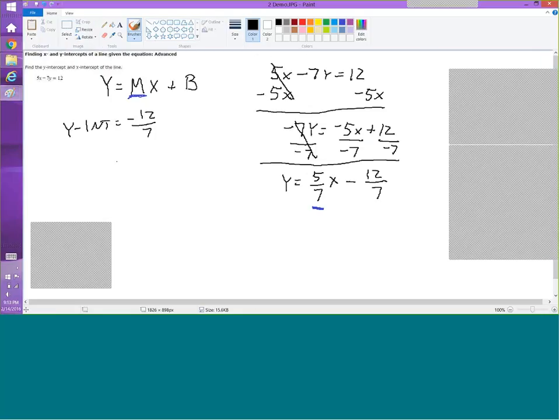So usually what I would do is make a little chart over here. I say x and y. And for my y-intercept, x will equal 0. For my x-intercept, y will equal 0. And then I just plug each one in. So if we have 5x minus 7y equals 12 and x equals 0, I'm going to erase all of this part.